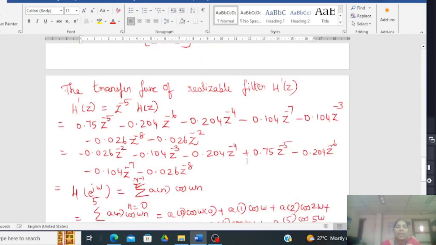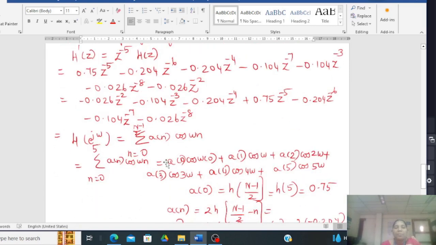After that, arrange in the order of z power, from the smaller order to the higher order. So it will be minus 0.026 z power minus 2, minus 0.104 z power minus 3, minus 0.204 z power minus 4, plus 0.75 z power minus 5, minus 0.204 z power minus 6, minus 0.104 z power minus 7, minus 0.026 z power minus 8.